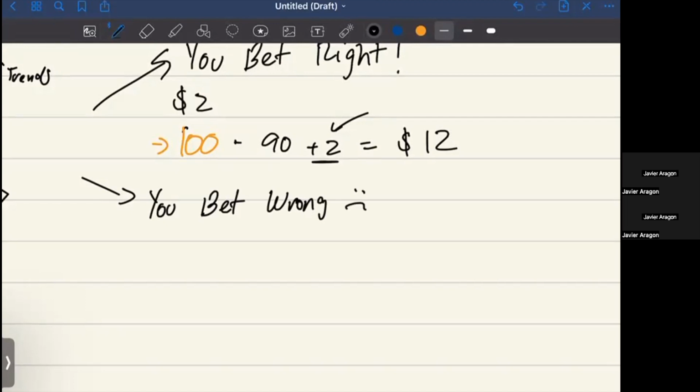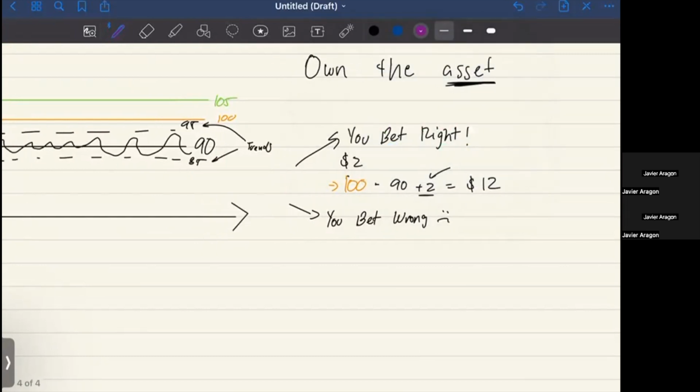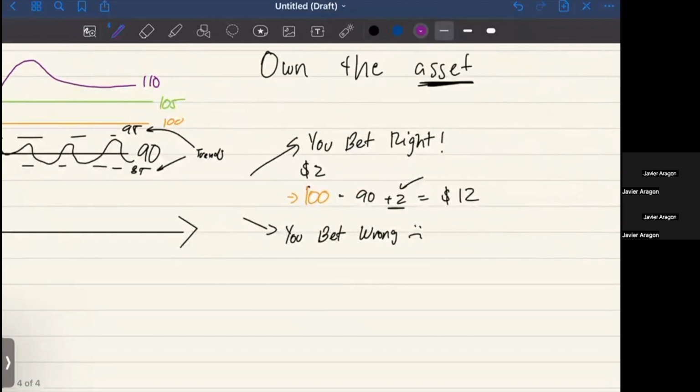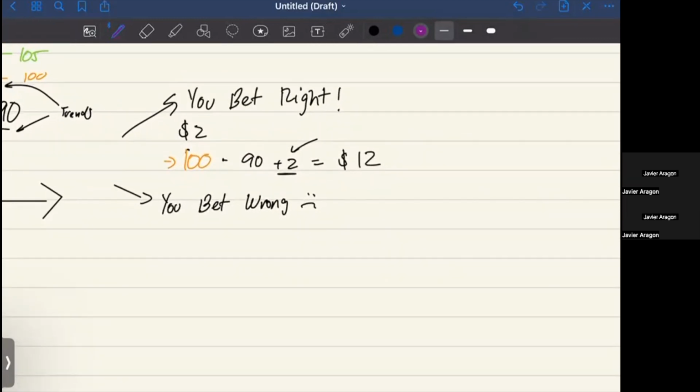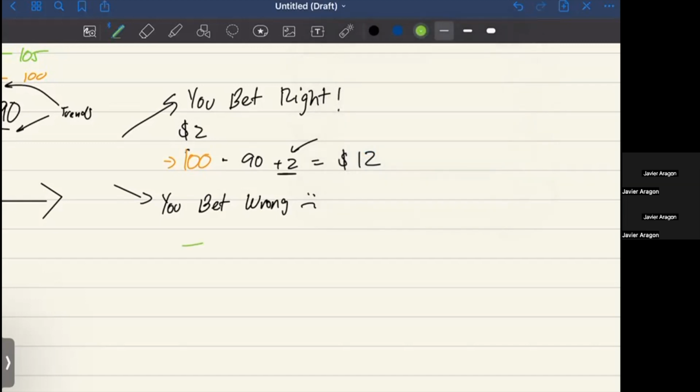Let's put a sad face because you bet wrong. Say, and let's put this in purple, suddenly something crazy happens and the stock price skyrockets all the way to 110. Technically nothing wrong happens here, because you're still going to sell your stock at 105, which you bought at 90, and you earned yourself the $2 bet.